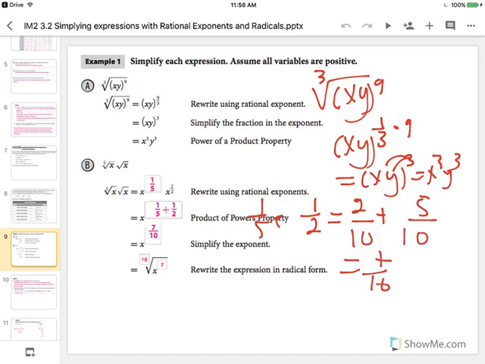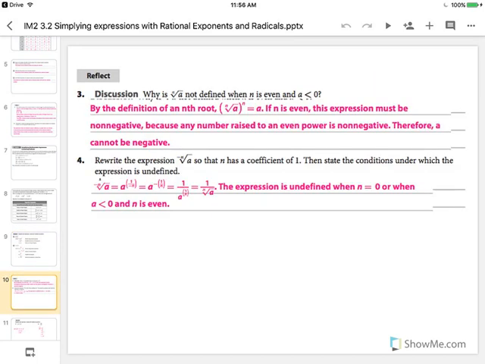Okay, so let's go on to the next one. Reflection: why is the nth root of a not defined when n is even and a is less than 0? Remember that when a is less than 0, that means a is negative. So we have learned from section 3.1 that if n is even and a is negative, then the power would be undefined, or we do not have a real answer.